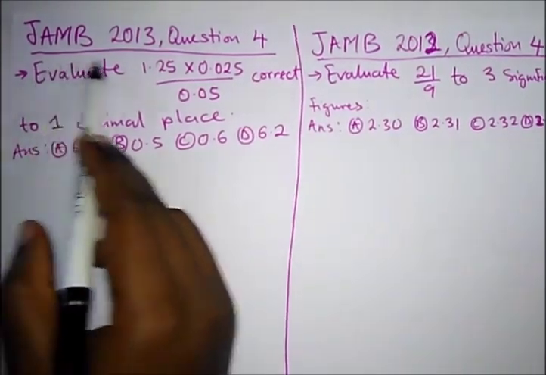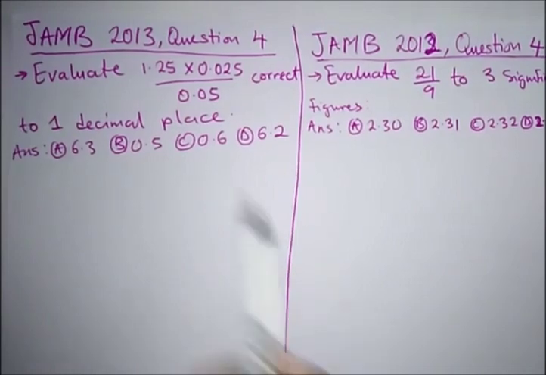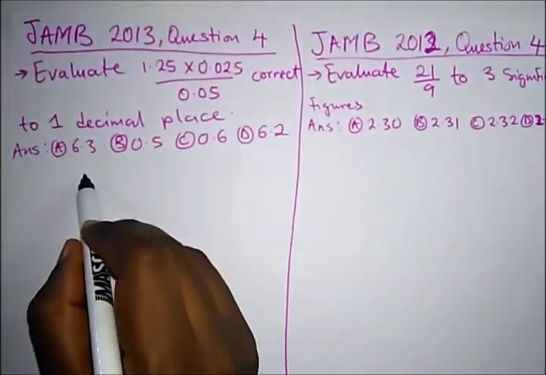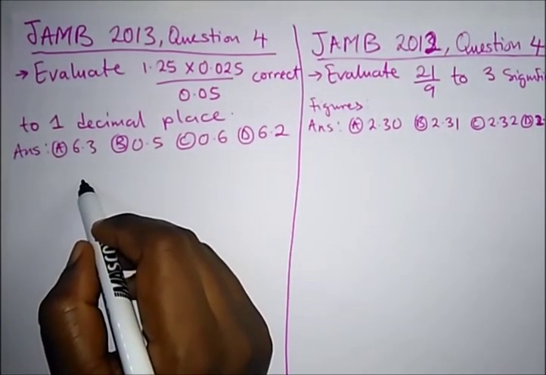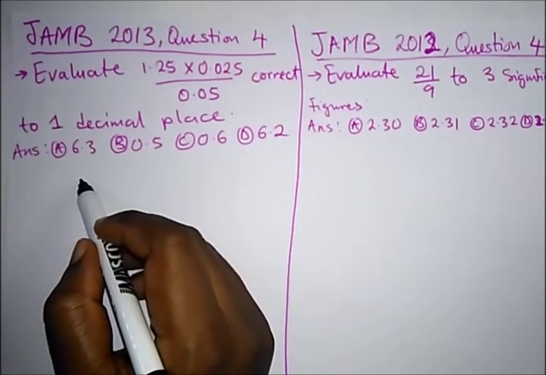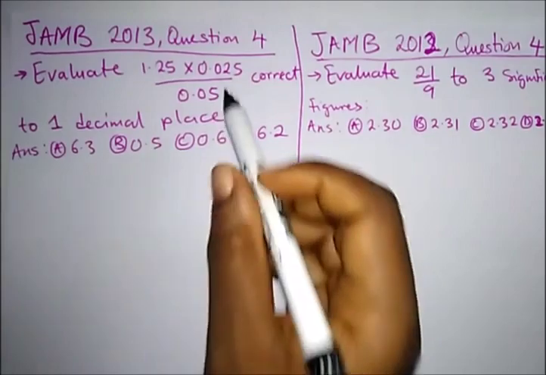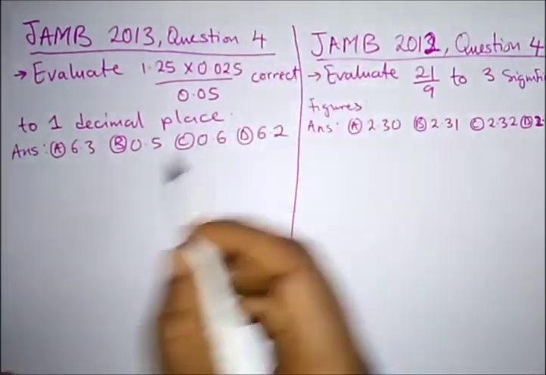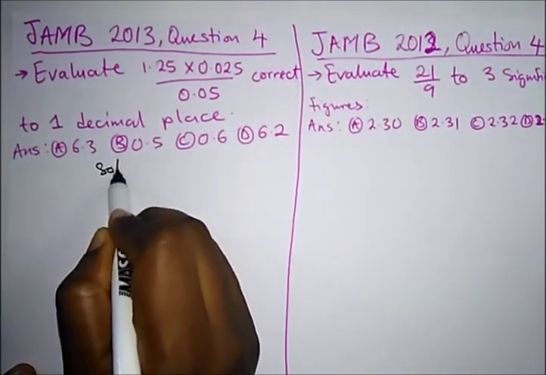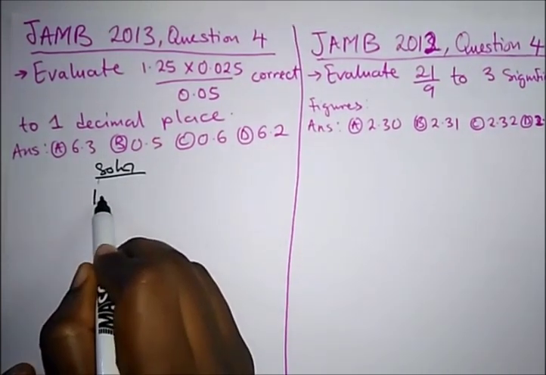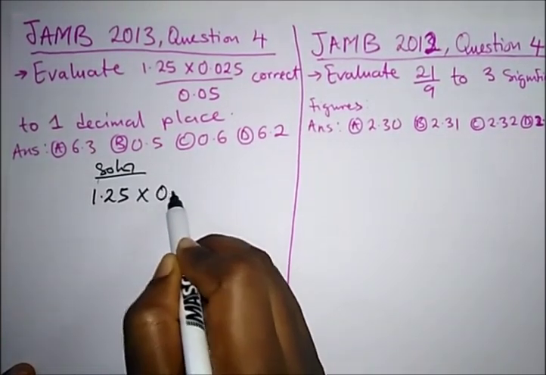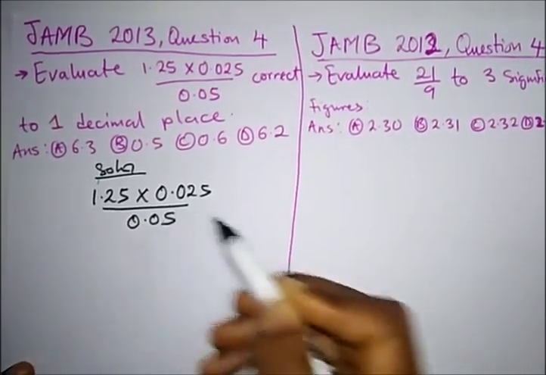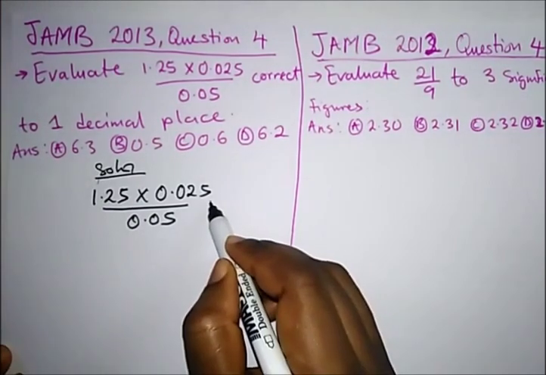So here we have a question from JAMB 2013 question 4, which says evaluate this correct to one decimal place. All we need to do is convert all this to a normal number. So we just shift our dots, right? So here we have the solution: 1.25 times 0.025 divided by 0.05.